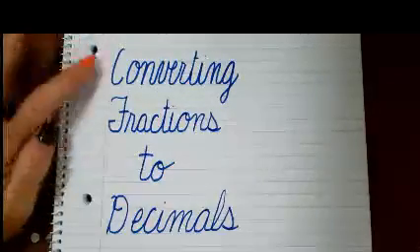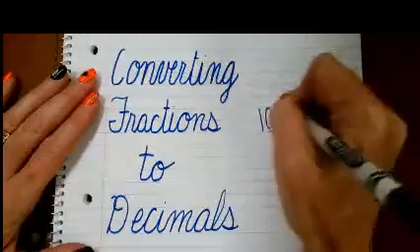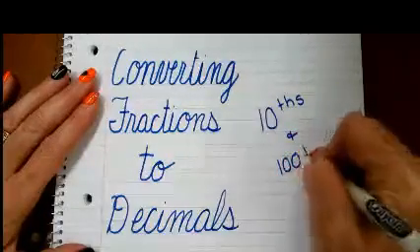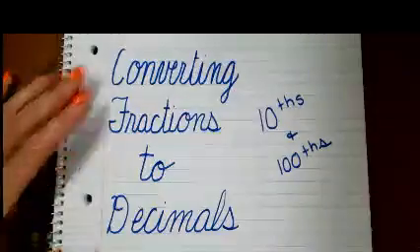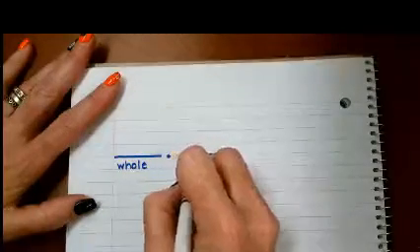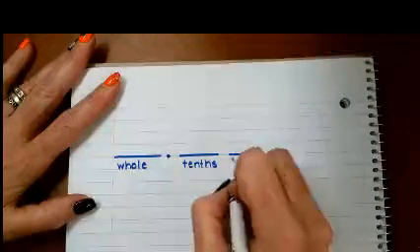This video is on converting fractions to decimals, and we're working with tenths and hundredths only. Tenths and hundredths. Alright, so first things first, we have to have some vocabulary. We need to get some vocabulary in here. So we're talking about place value: we have our whole number, we have our tenths, and we have our hundredths.